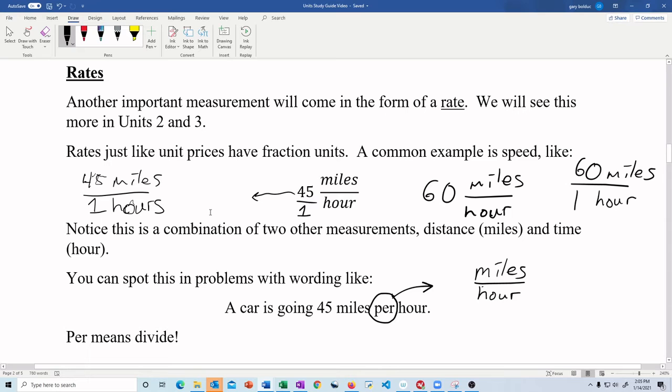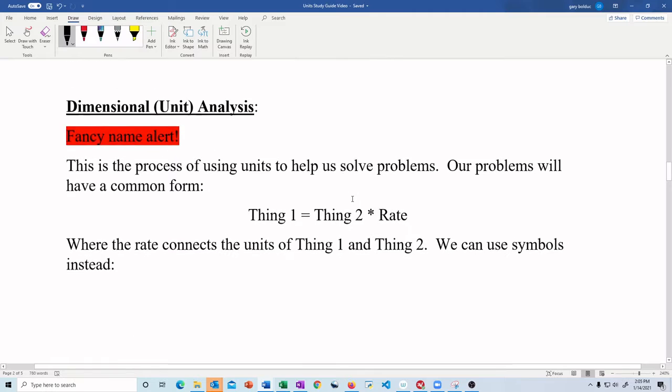All right, so that's just one example of many that you can see. All right, so now we are at the meat of this section. All the other stuff was important, but this is our kind of fancy name alert piece here that I was talking about right at the beginning. Dimensional or unit analysis. What in the world is this?